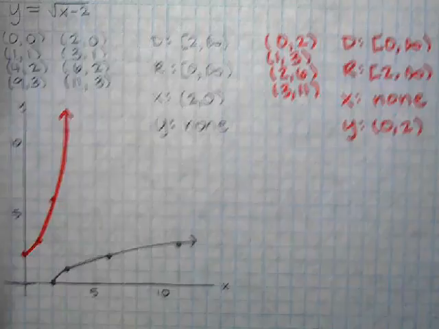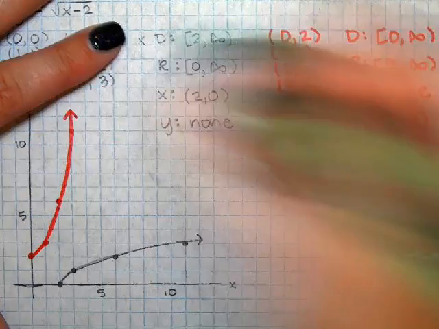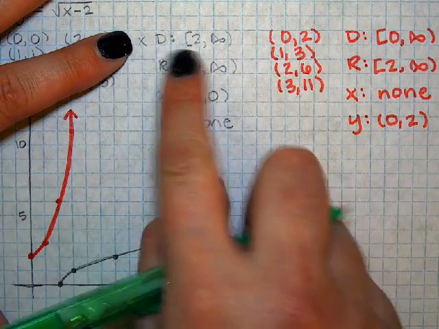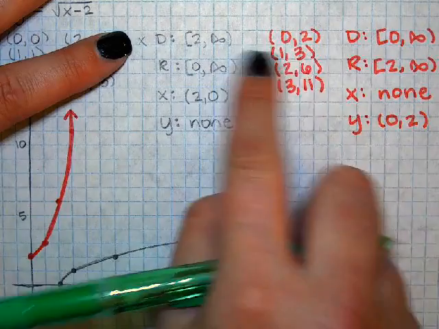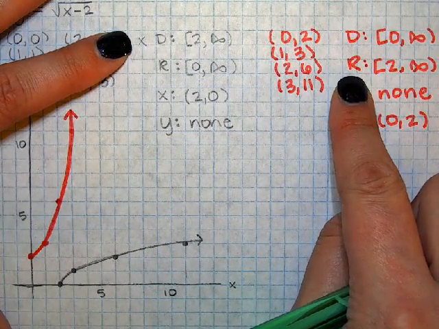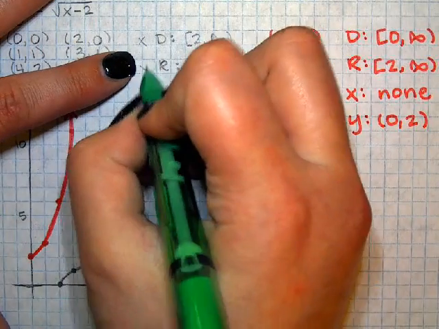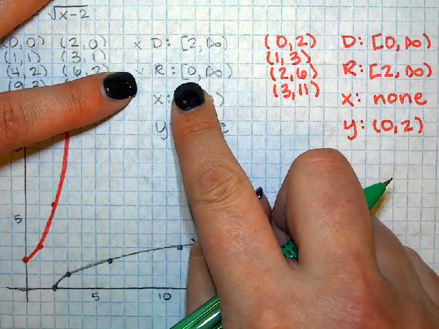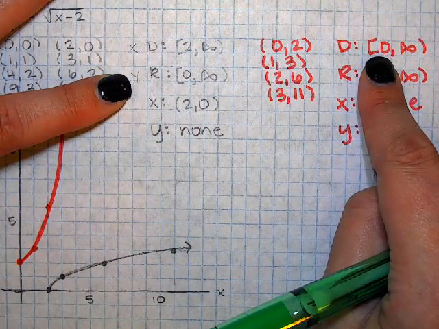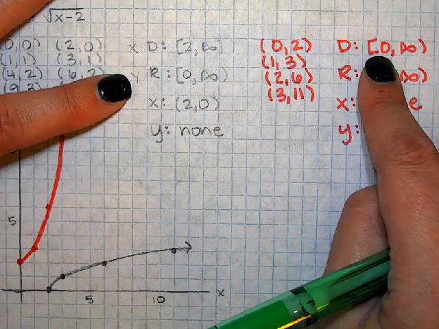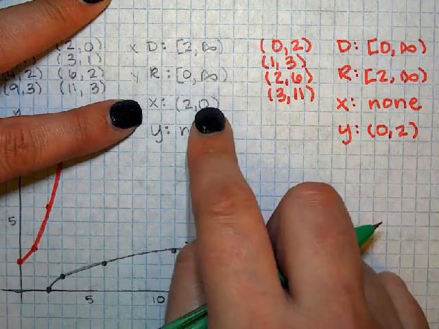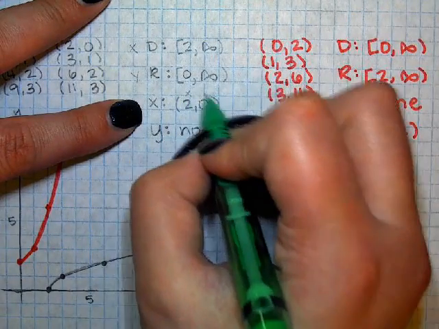So domain represents the x values. And so when we found the inverse, that switched and it became something that represented the y values. The range of the original function represents the y values. So when we found the inverse, that became something that represented the x values. Does that make sense?